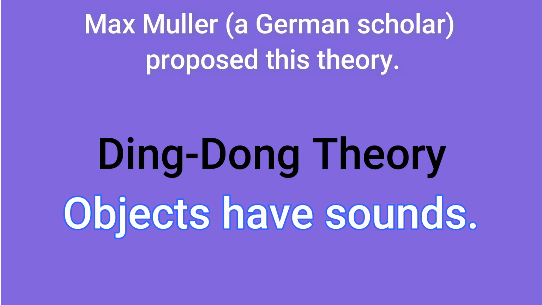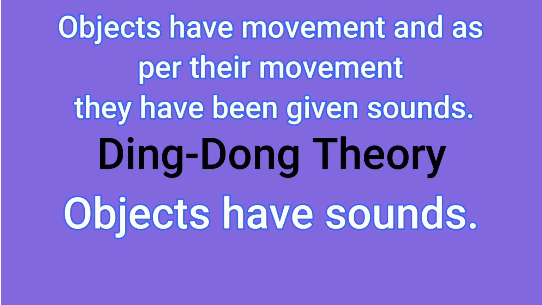He said that there is a rhythm in the movement of things or objects, and on the basis of that rhythm, on the basis of that movement, these different sounds have been given to different objects. For example, the blowing wind through trees makes a special sound, or the water flowing through a river makes some special sounds, or the savage people dancing around fire. They sing different kinds of songs. So maybe that is related to some kind of movement. That's why I believe that the Ding Dong theory is about the rhythm, about the movement.